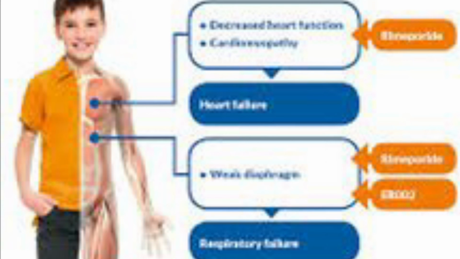1 in 3,000 kids are born with this disease. 1 in 1,200 are either born with or develop muscular dystrophy.